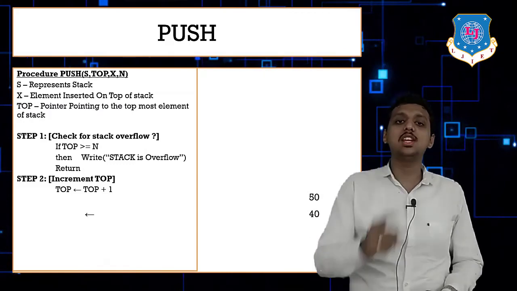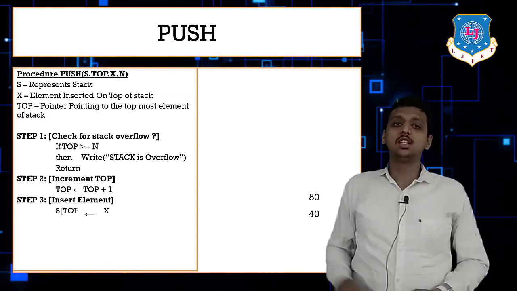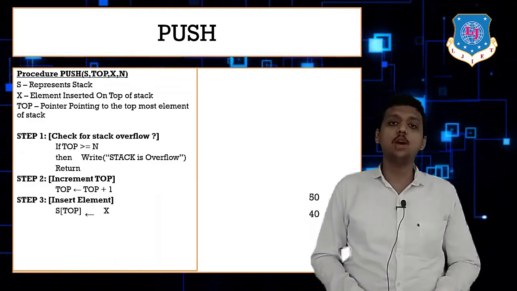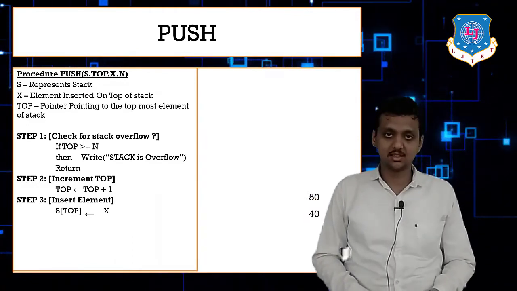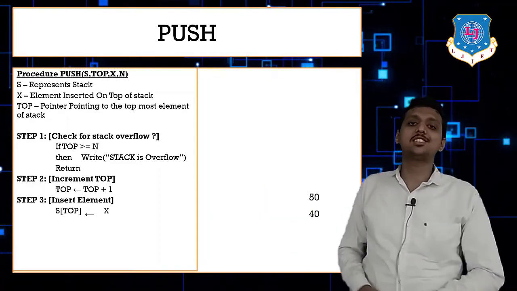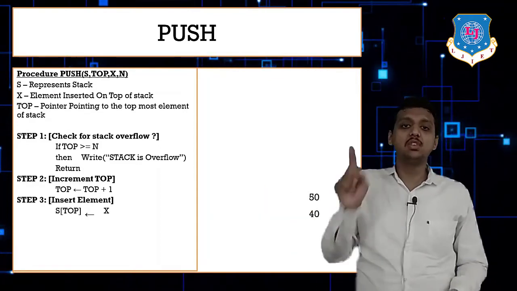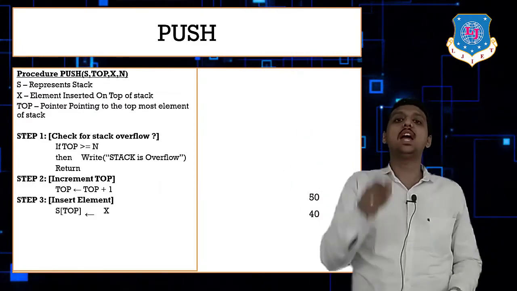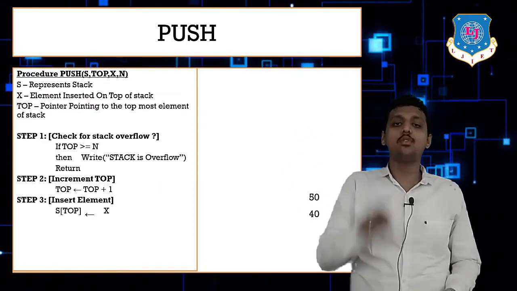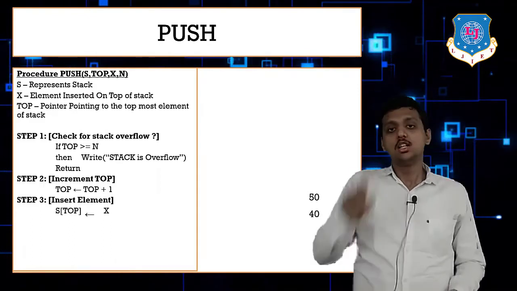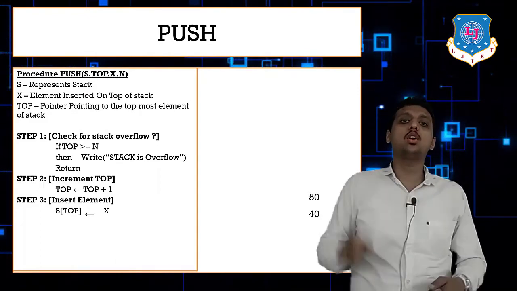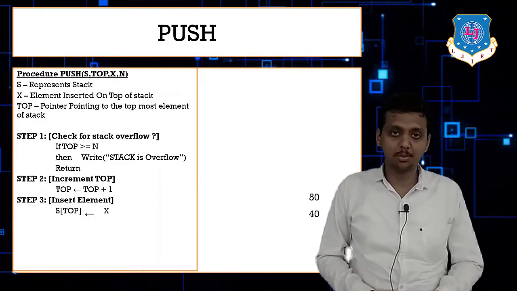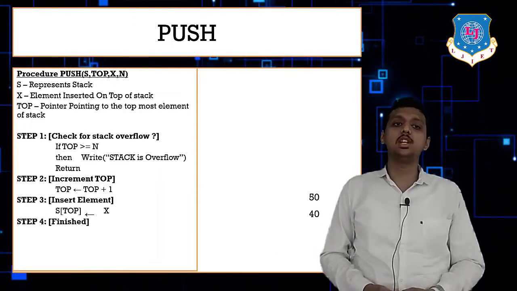That's why, to assign a value, I need to write s of top is equal to x. That shows s of top arrow x. So students, s of top arrow x shows that x is the element which is going to be inserted at the position top of array s. So the whole conclusion is s of top is equal to x. Now you are done with your insertion operation. So step number 4 is finished.